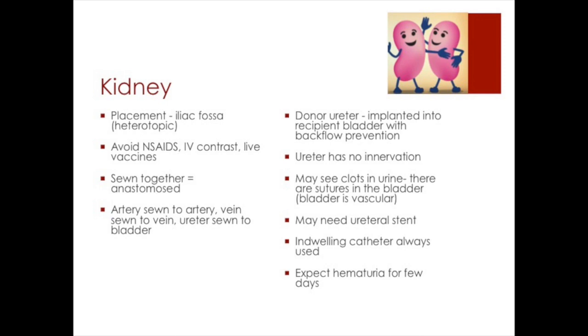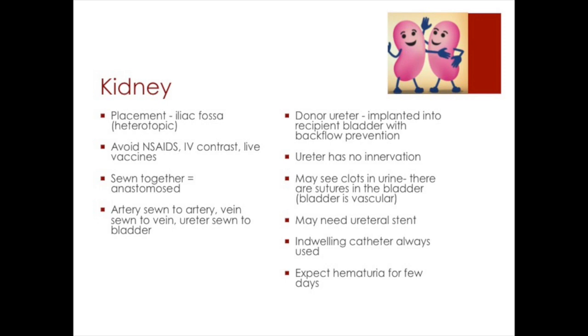When you're talking about a kidney transplant, what they do is place it heterotopically, which means it's not in the same place a native kidney would be. It's in a different place. Where they put it is in the iliac fossa. To give you an idea of where that is, if someone came in with right iliac fossa pain, it could be appendicitis, so it's in that area. But the kidney could be placed on either the right or the left side. This is important: these patients should avoid NSAIDs, IV contrast, and live vaccines.